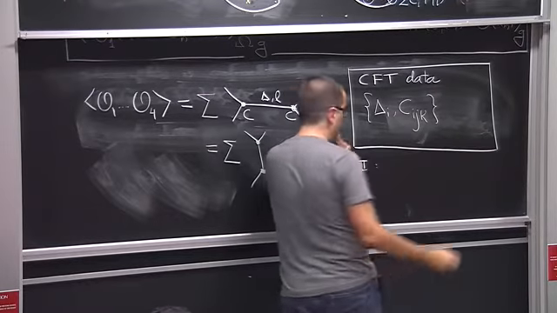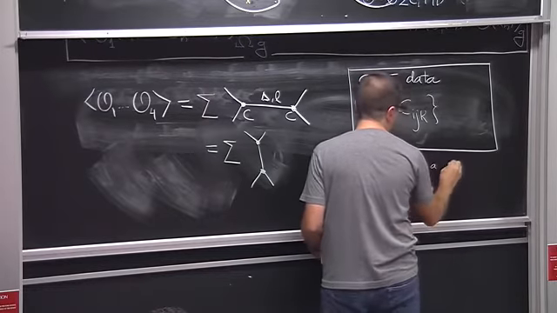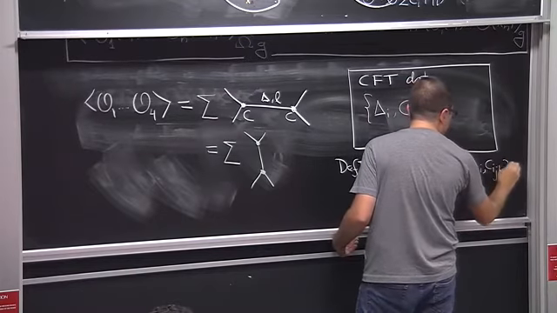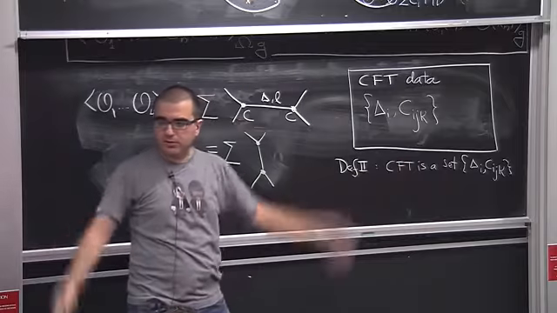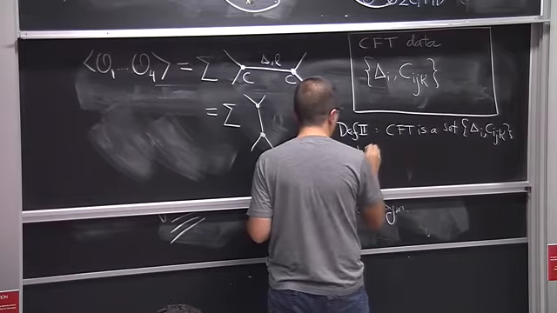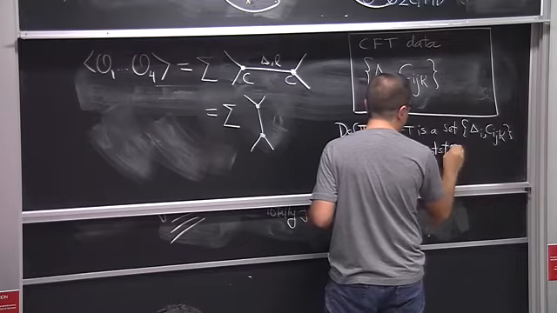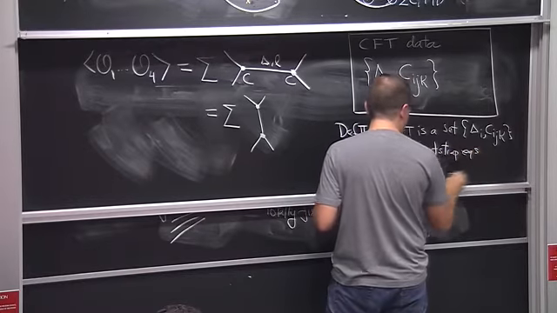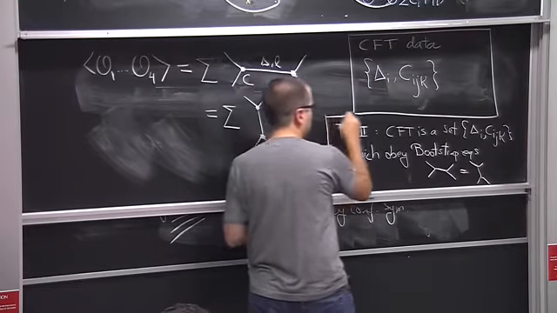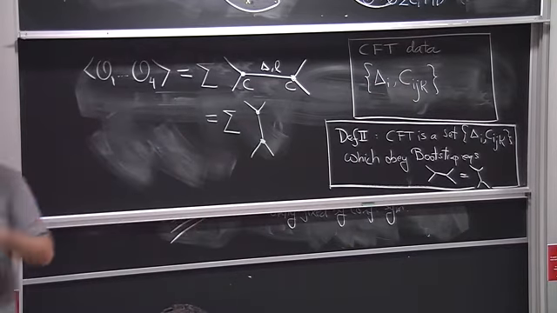Totally non-perturbative definition. A CFT is a set C_ijk. So it's a big table of numbers, all the Delta_i's and all the C_ijk's, which obey the so-called bootstrap equations that tell you that it's a consistent algebra.